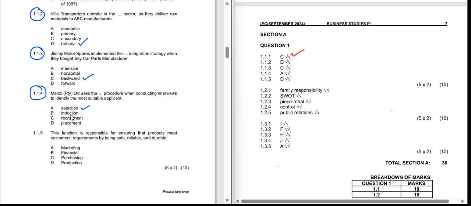And then 1.1.5, this function is responsible for ensuring that products meet customers' requirements by being safe, reliable, and durable. Okay, so the department that is responsible for ensuring that the products meet customer requirements is the department that makes those products. It's not the marketing, it's not the financial, but it's the production. These are the ones that make the product. So they are going to make the product according to customer requirements, and they make sure those products are safe to use and are reliable. So the answer for this one is D.